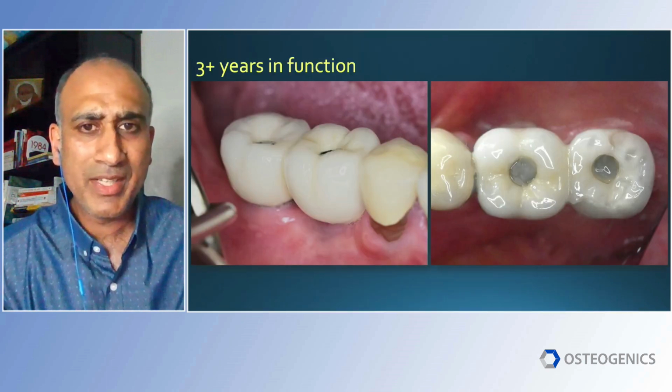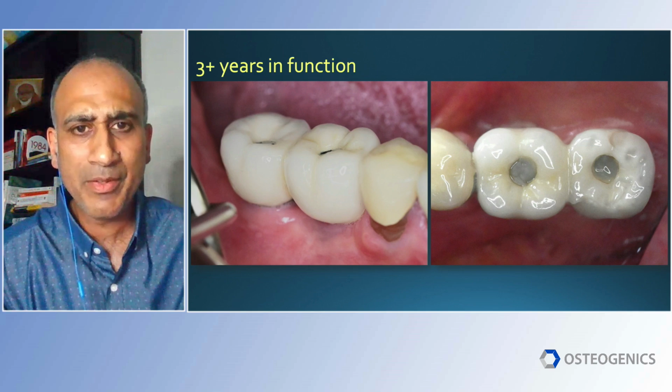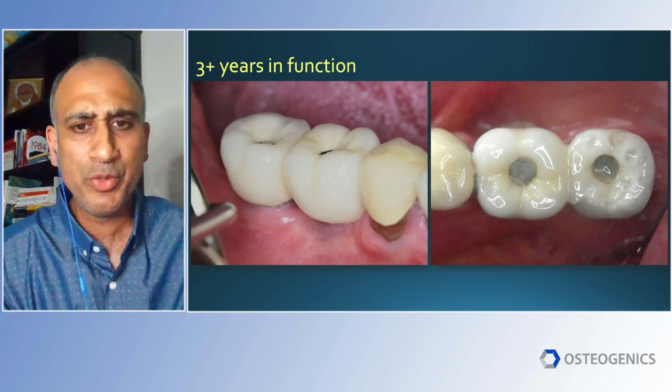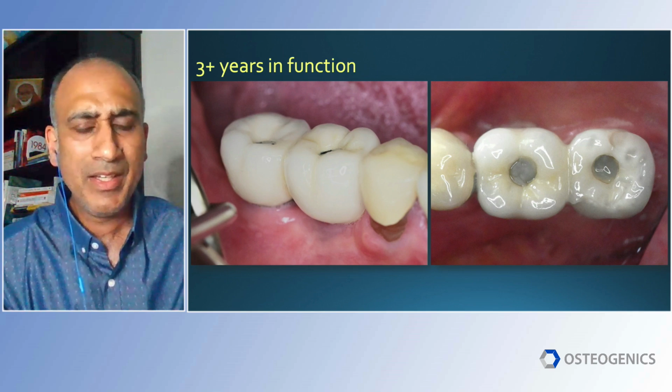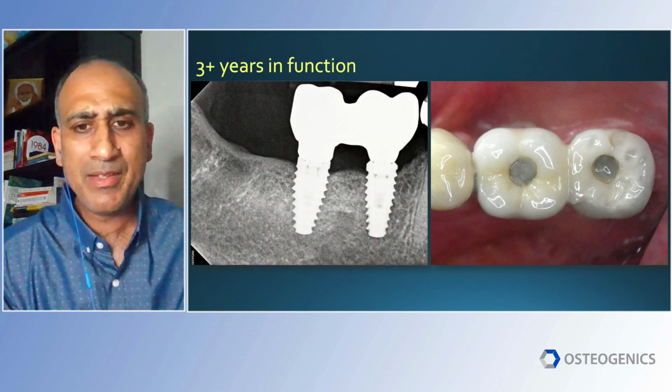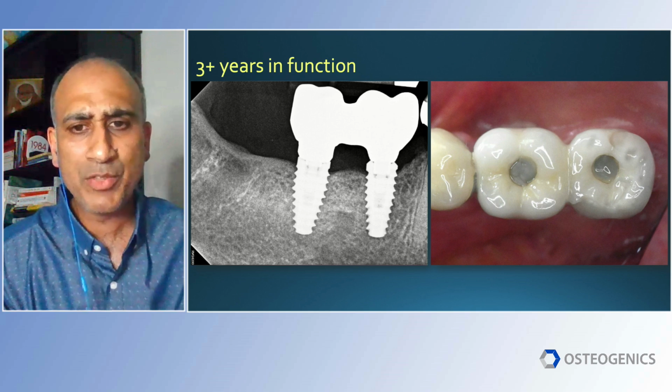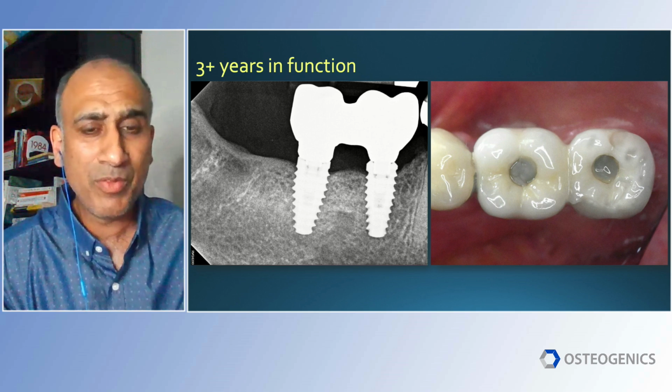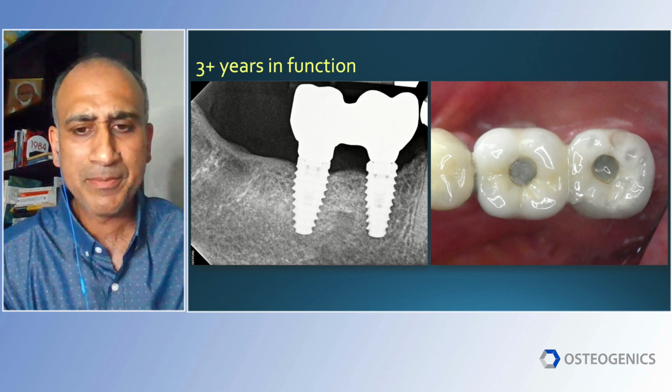And this is what it looks like at 3+ years in function. We have good, nice keratinized tissue. We have screw-retained, splinted crowns, which the patient is maintaining really, really well. And bone is remodeled to the first thread as we'd expect. And it's pretty stable for 3+ years in function.